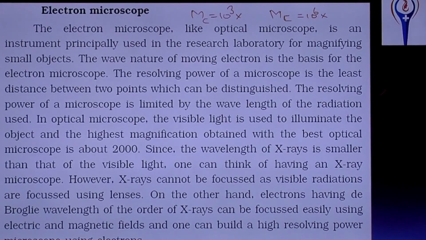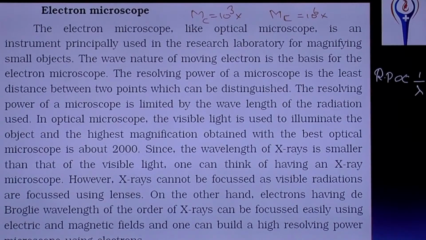Take a white color. That is, resolving power depends upon the wavelength. Resolving power is inversely proportional to wavelength. And in an optical microscope, visible light is used to illuminate the object, and the highest magnification obtained with the best optical microscope is approximately 2000 times.